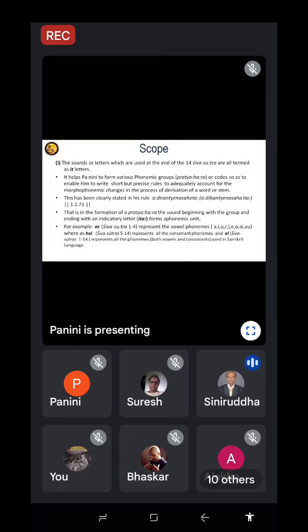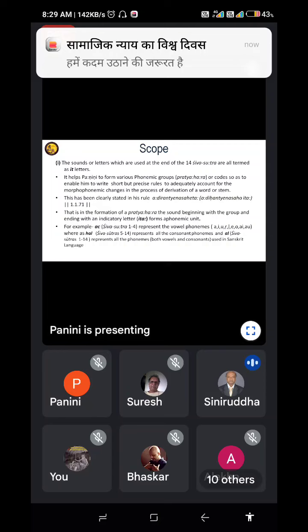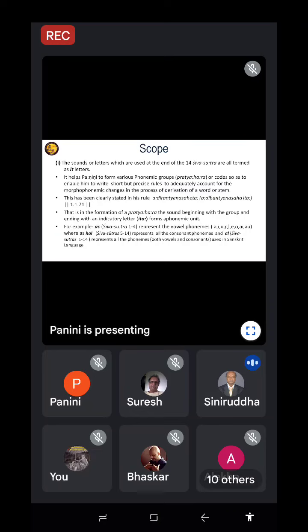How is this pratyahara made? With an indicator, the k of ik. Because ik represents i, u, ru, lu, not all vowels. So whenever there is guna or vriddhi, only ik applies. I'll be explaining this and giving the sutras. Let us proceed. This has been clearly stated in his rule: Adir antena saha. How do we make a pratyahara? The first letter and the last make the pratyahara, the group, what we call tagging.